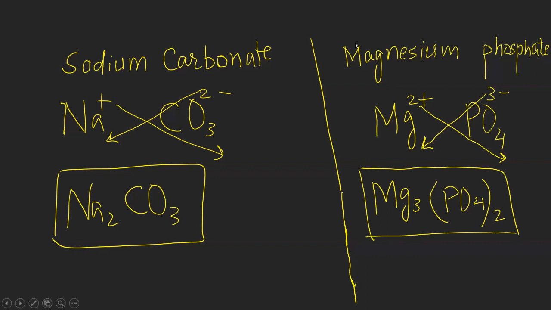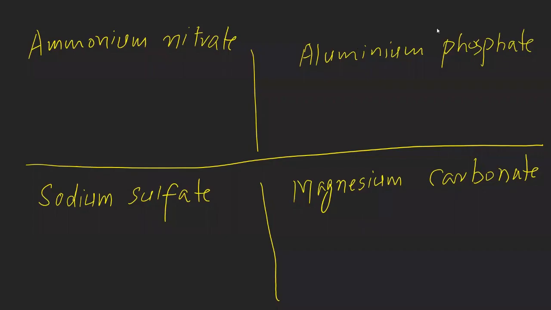I'll give you the examples; you try to do them yourself. You can pause the video here and try to do these questions. You have 5 minutes to write the names of these ionic compounds. Once you're done, you can resume the video. Okay, you can see the answers for ammonium nitrate and sodium sulfate.